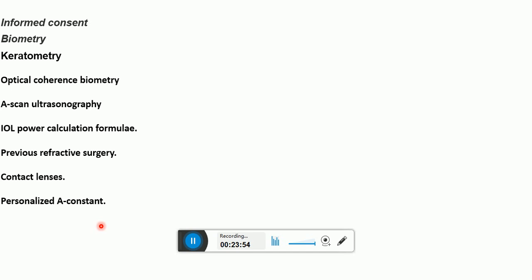So to achieve accurate preoperative biometry, contact lenses should not be worn for 1 to 2 weeks before the measurements are taken.